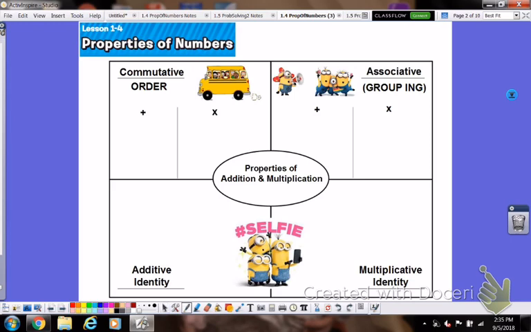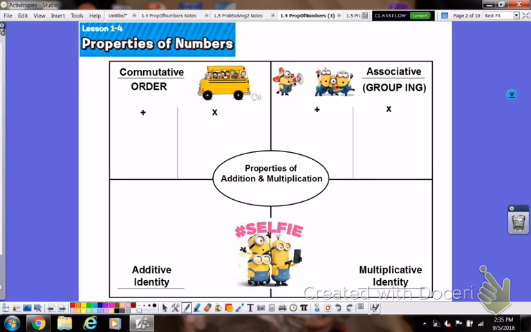Our first property is the commutative. The commutative property deals with order. You want to think movement for commutative. You think commuting to work, you are moving from your home to your place of business. So commutative is moving, or our order.